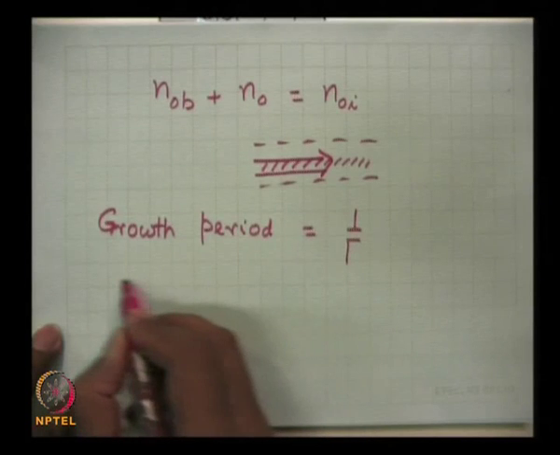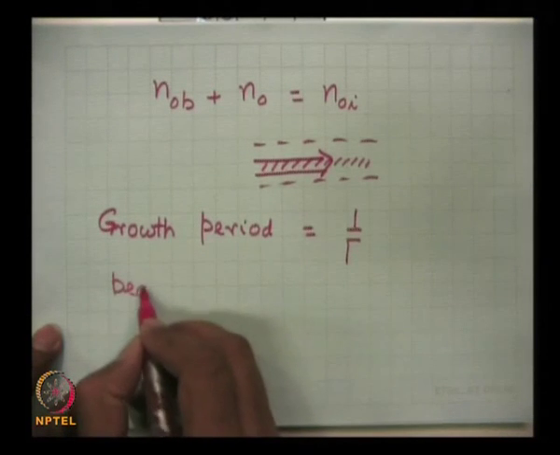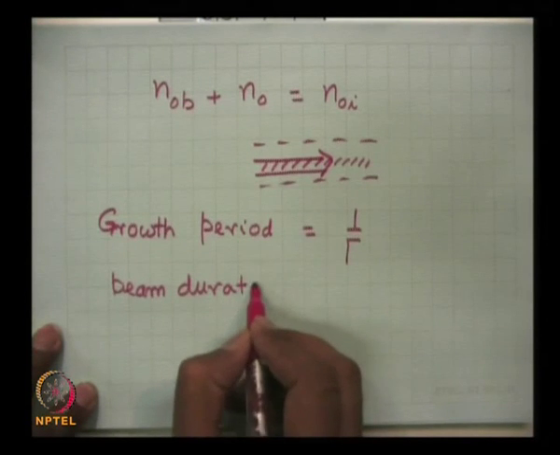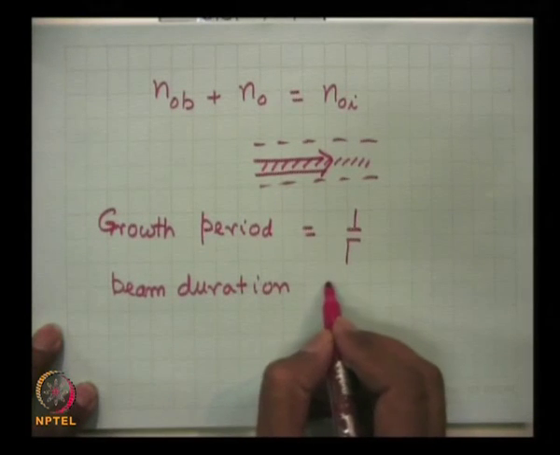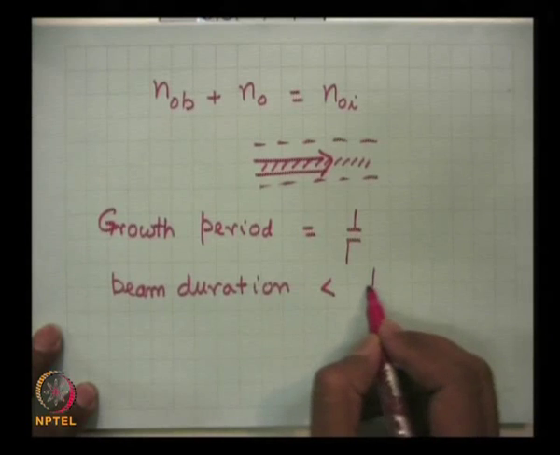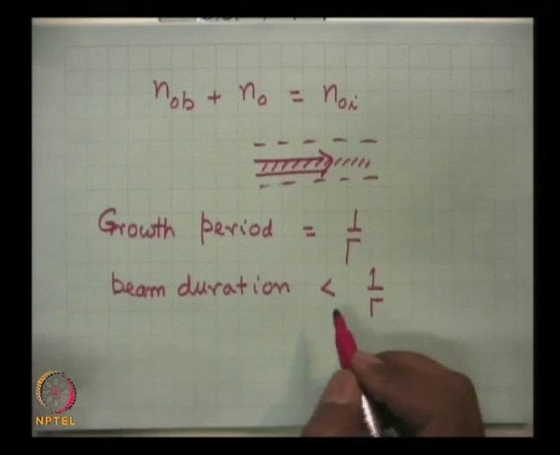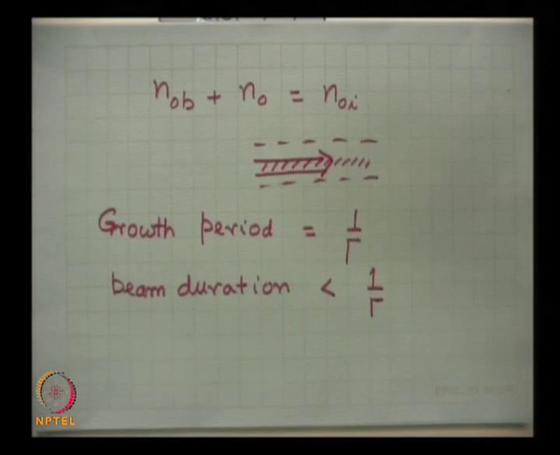So, what you require is that the beam duration should be less than 1 upon gamma. This is the condition. So, in all transport channels, this is an important consideration.